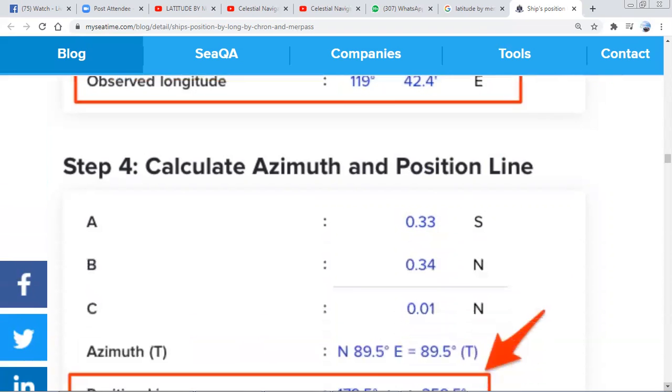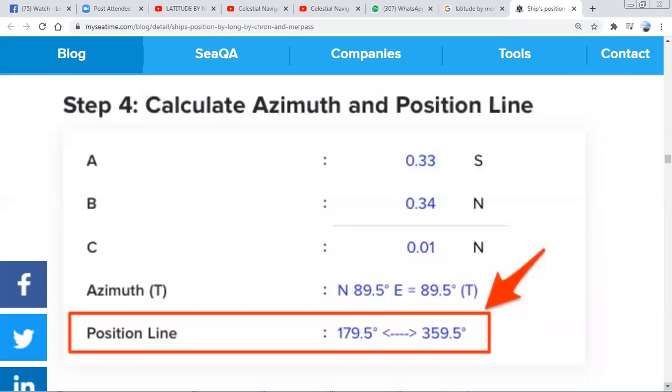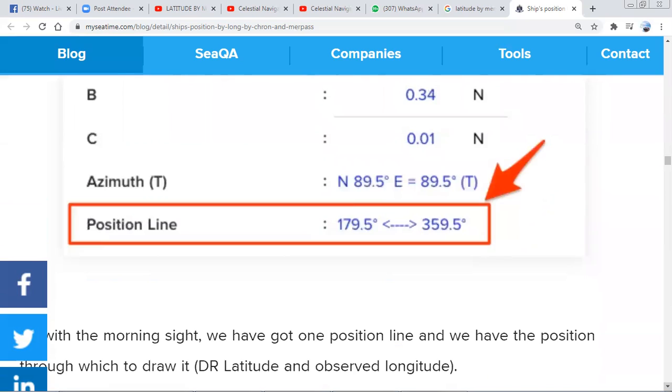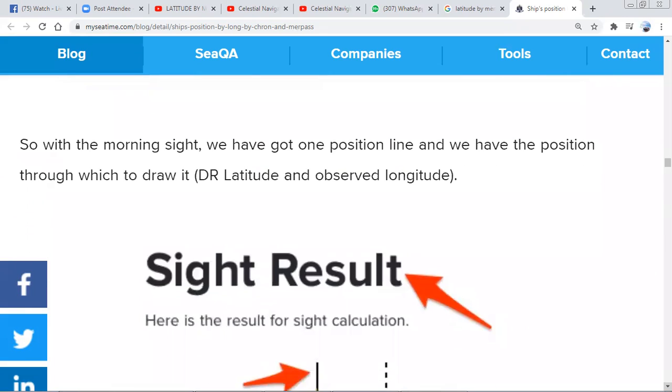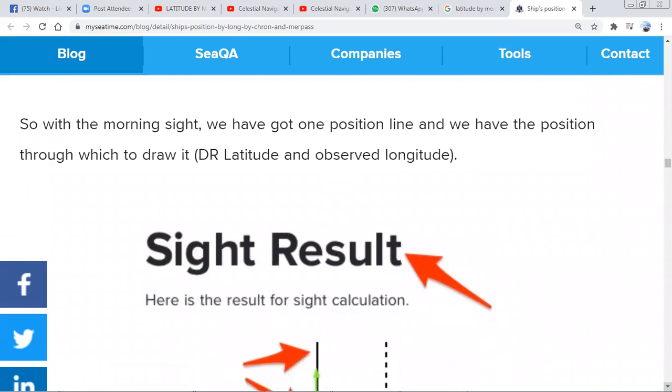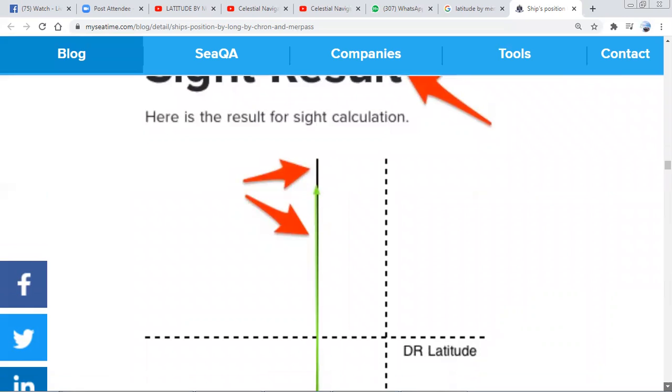The next step is to calculate the azimuth. Here they have calculated using the traverse tables A, B, and C, and they got the azimuth as north 89.5 degrees. Later on we will see how we calculate this. So 89.5 plus or minus 90 degrees is our position line. With the sight we got one position line, and we have the position through which to draw it, the DR latitude and observed longitude. So here is the result of the sight calculation.